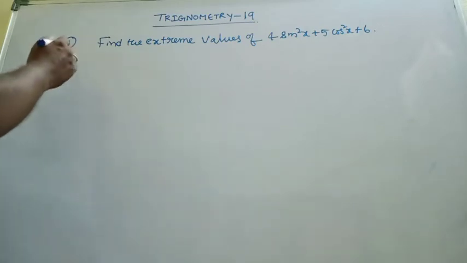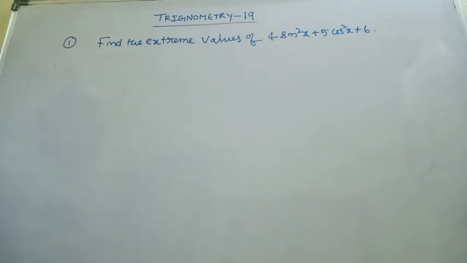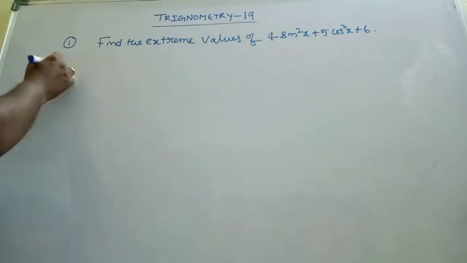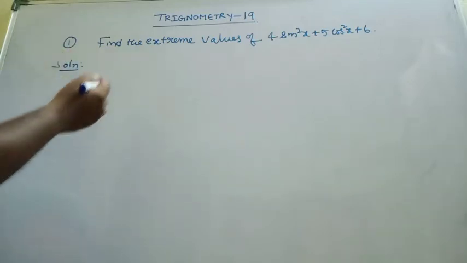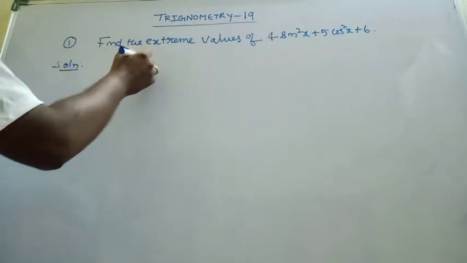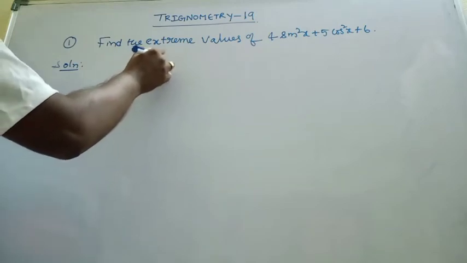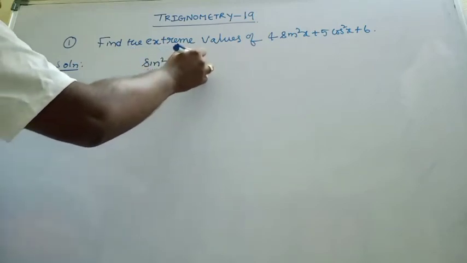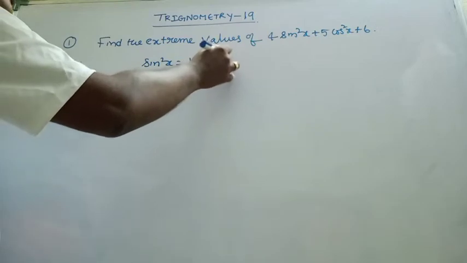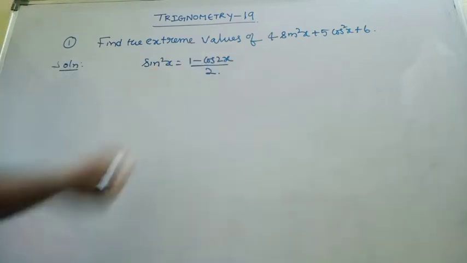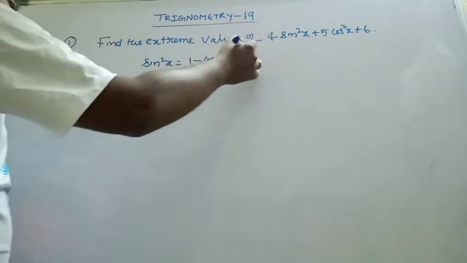The first problem is: find the extreme values of 4 sine square x plus 5 cos square x plus 6. How will we perform this problem? My dear students, already in the previous video we discussed that sine square x we can write as 1 minus cos 2x by 2.